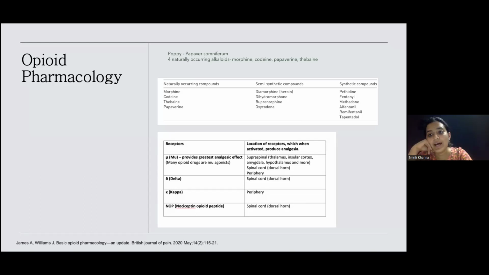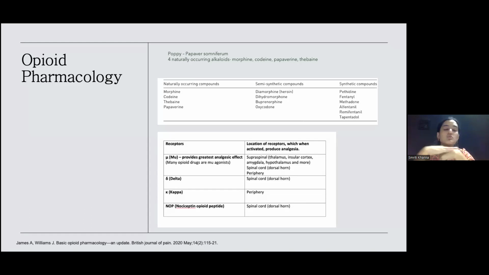And then we have the synthetic compounds that have been derived, and these are pethidine, fentanyl, methadone, alfentanil, remifentanil, and tapentadol. Out of these, all of these are available for us except for alfentanil and remifentanil.